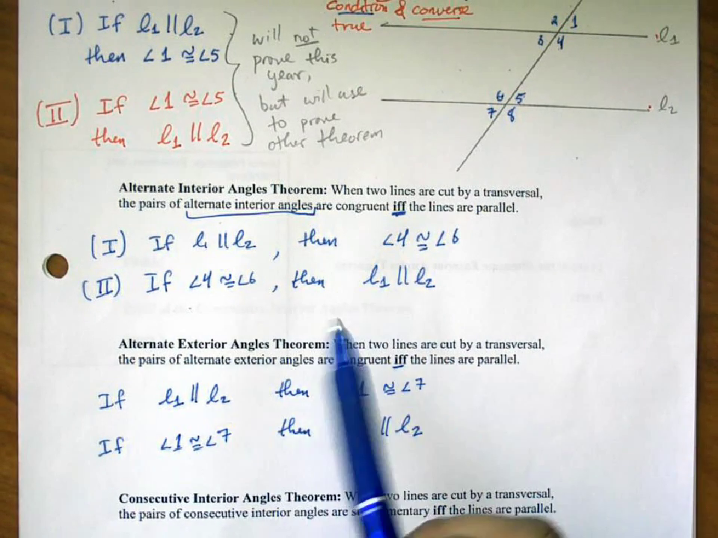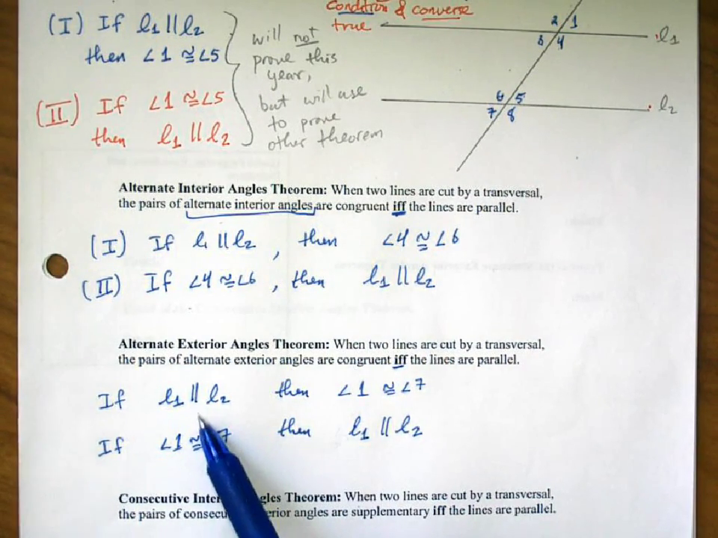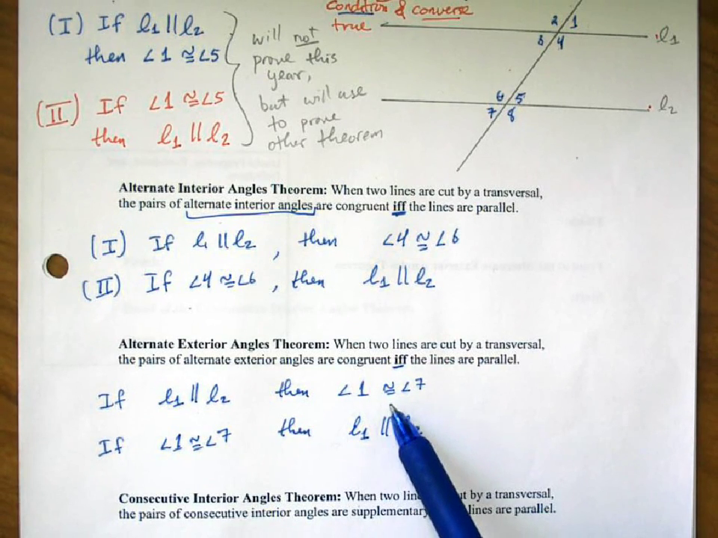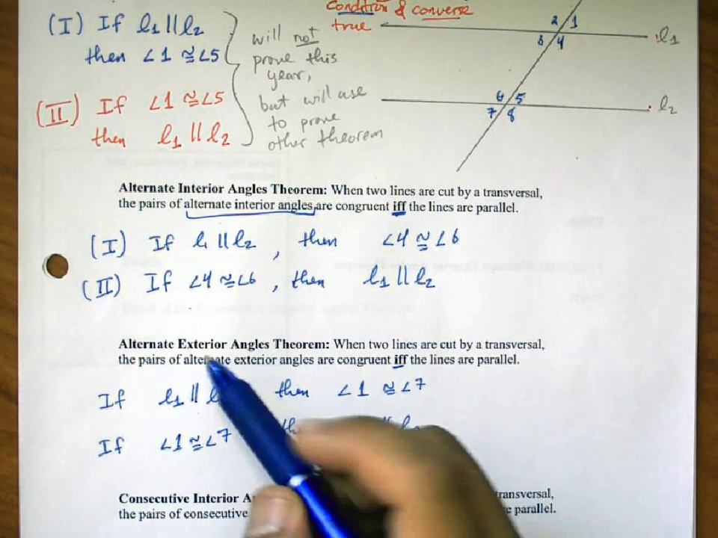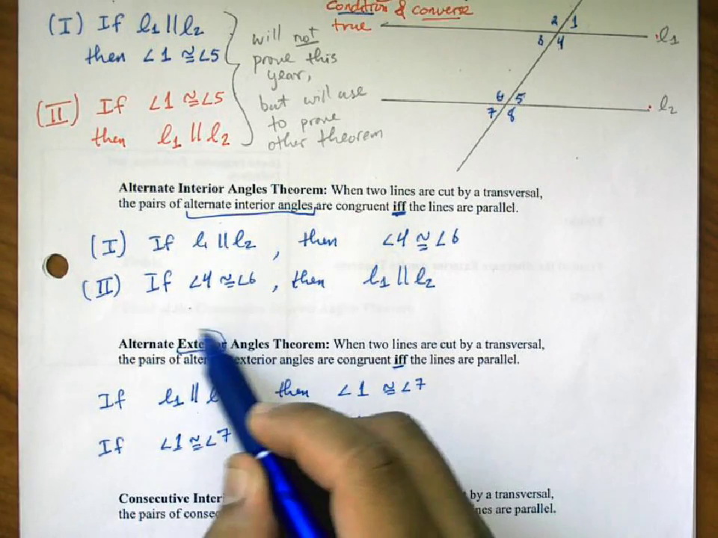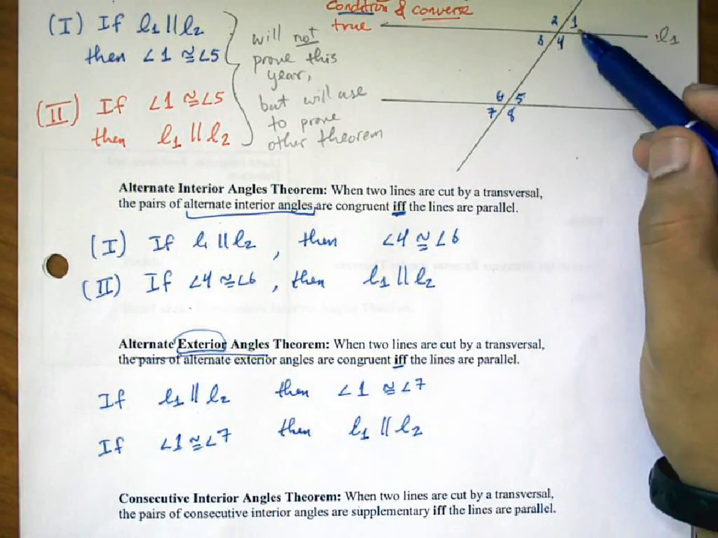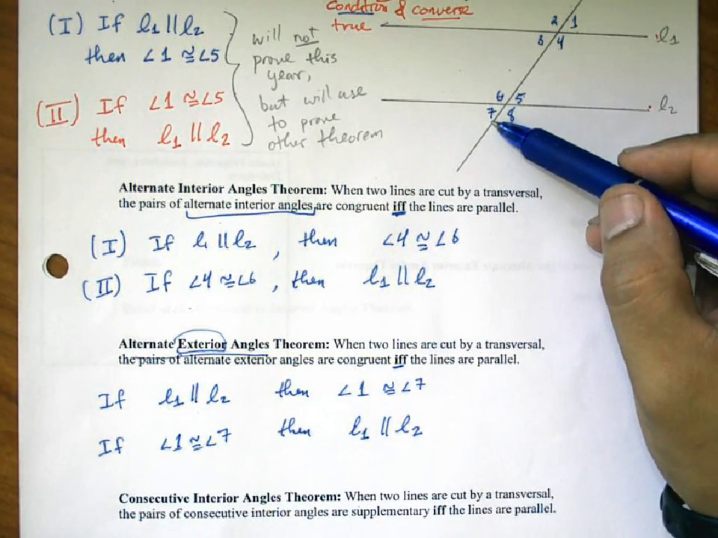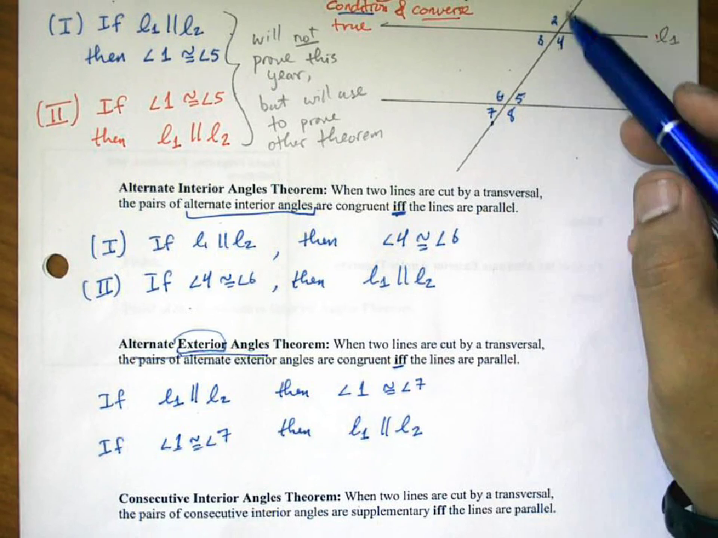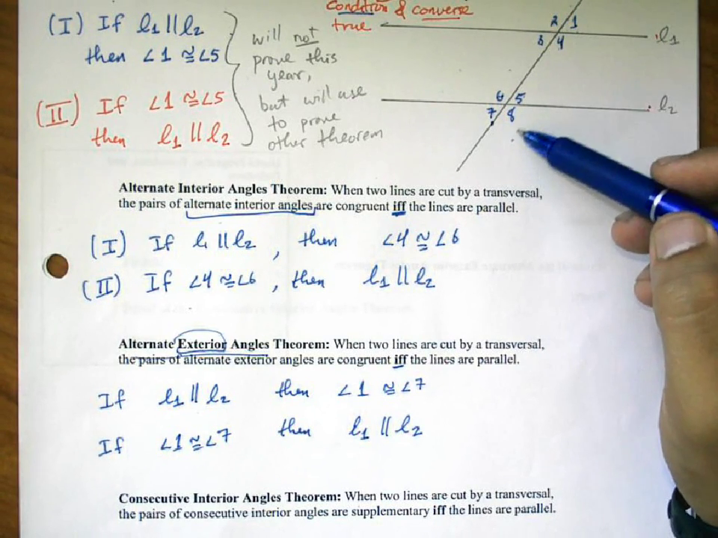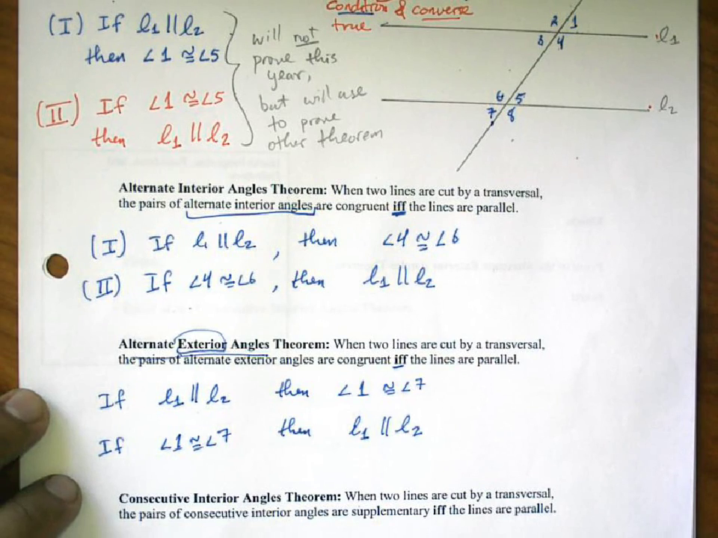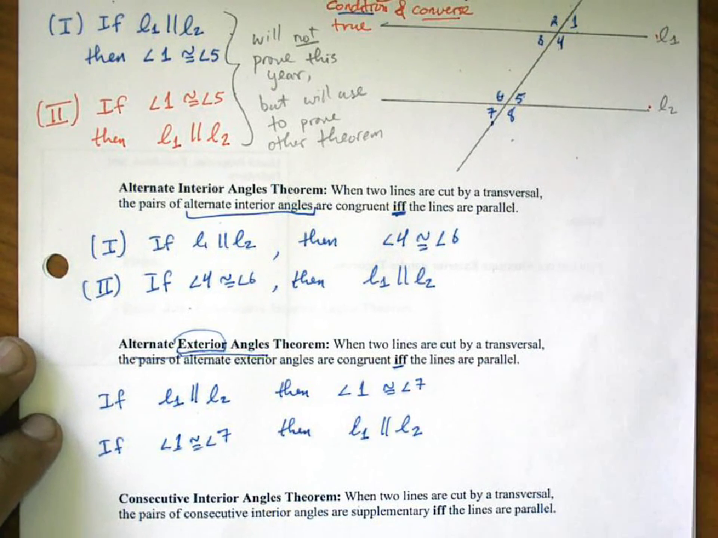So here's what I got. If the two lines are parallel, then angle 1 is congruent to angle 7, because this is talking about alternate exterior angles. So that's 1 and 7. Another thing you could have said here is angles 2 and 8. Okay, as long as you have alternate exterior angles, you are okay.